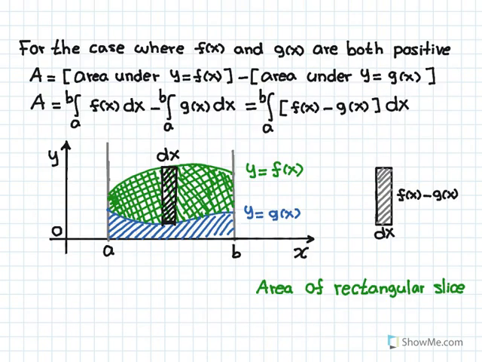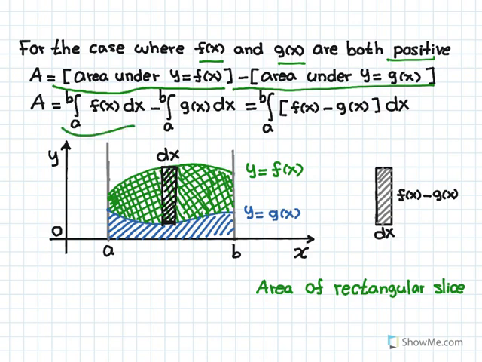All right, for the case where f of x and g of x are both positive, then the area is defined as the area under f of x, the area under the top function, minus the area under the bottom function. And in terms of an integral, we write this as A is equal to integral a to b f of x dx minus integral a to b g of x dx. Now, we know that the difference of integrals is the integral of a difference. So we can write it in a more compact notation as integral a to b of f of x minus g of x dx.